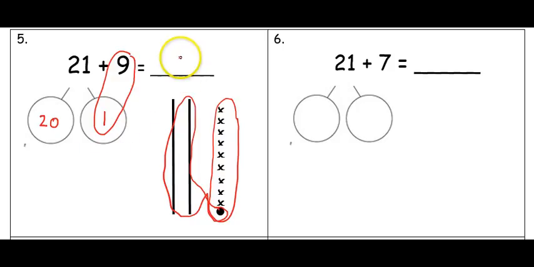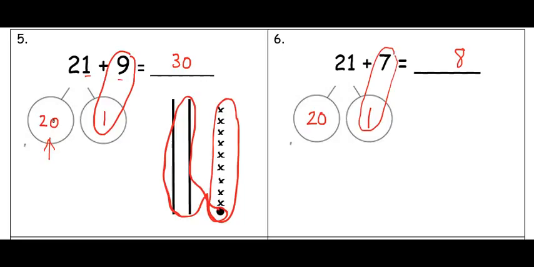So my final answer will be 30 because I had the 2 sets of 10, and when I combined my 1 and my 9, I got another set of 10, which gave me 3 sets of 10 in all. Let's go across to number 6. Here I'm adding 21 plus 7. So again, we'll break the 21 into 20 and 1. I'm going to combine my ones. I had 7. I'm adding 1 more. That gives me 8 ones. And then I have my 2 tens. So 21 plus 7 equals 28.